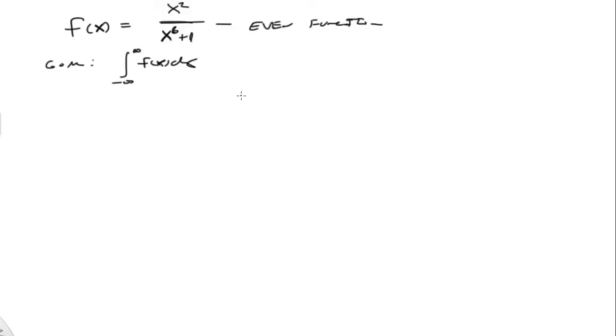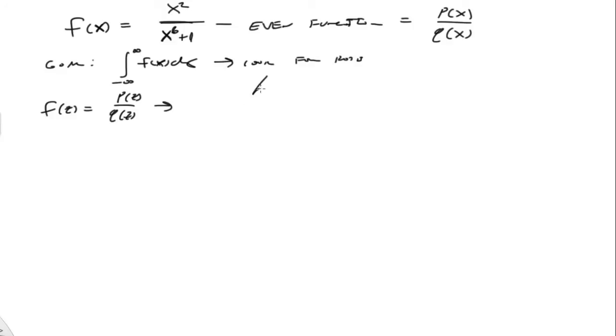Of course we don't have a nice antiderivative that we can find simply for this function. But what we can do is look at it in terms of this being our p of x, and that's our q of x. And we look for roots. So if you think of this now as f of z equal to p of z over q of z, then we're going to look for those roots, q of z equal to 0.